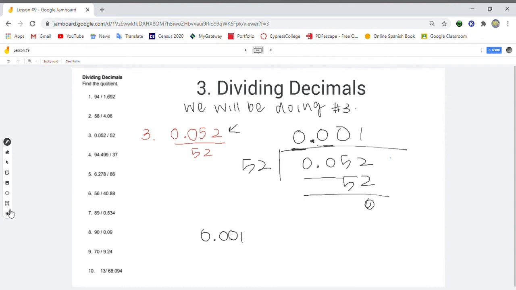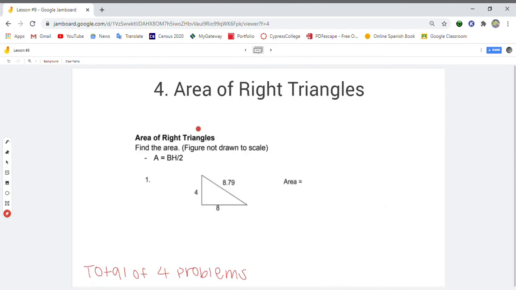So you can just divide normally, and then you have to make sure to put the decimal point in when you're dividing decimals. So your answer for number 3 is 0.001. The fourth section is area of right triangles. We have to find their area, figure not drawn to scale, and this is area for right triangles. There are a total of 4 problems, and we'll be just doing number 1.